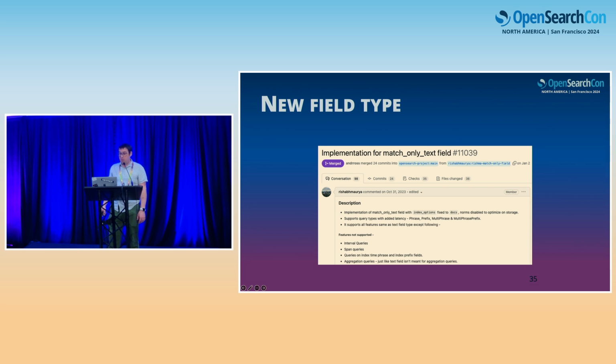For the purposes of the benchmark, we could have just disabled frequencies and norms. But we thought, no, let's actually give people the match-only text field. It's useful. So Rishabh implemented the match-only text field late last year. We merged it January 2nd. I think it made it into OpenSearch 2.12. So yay, adding features as a result of performance work.